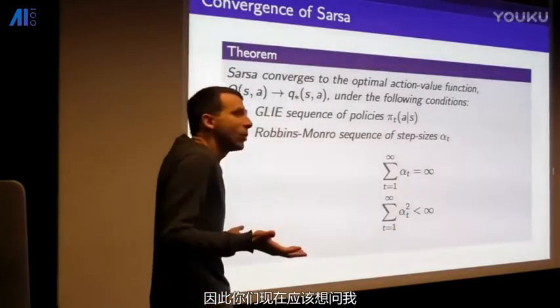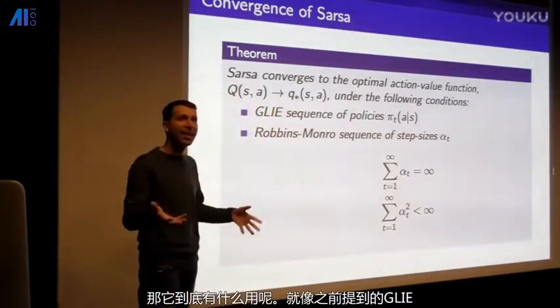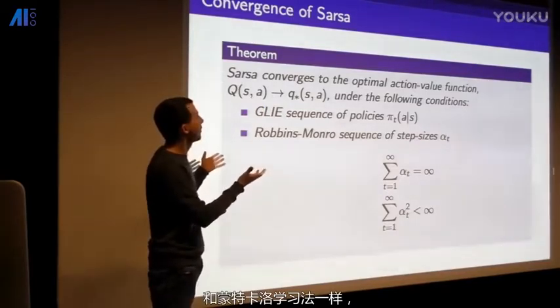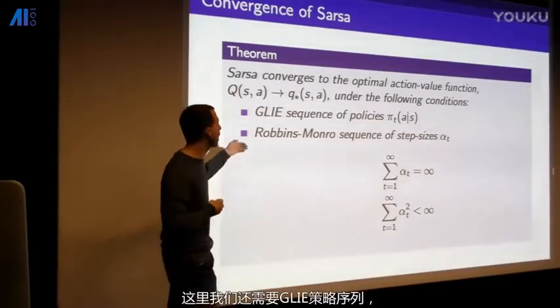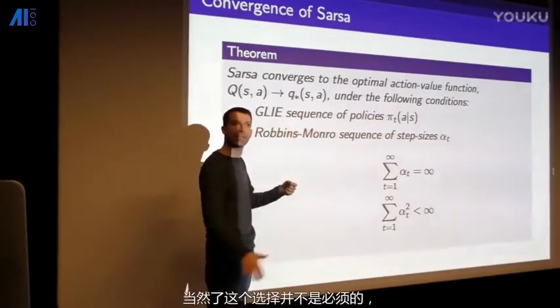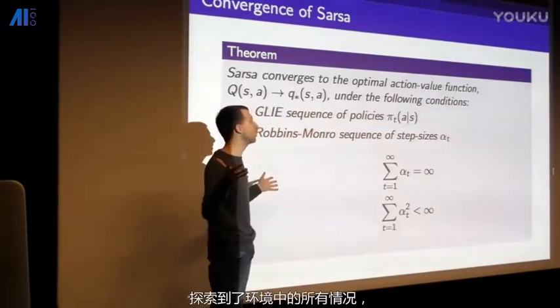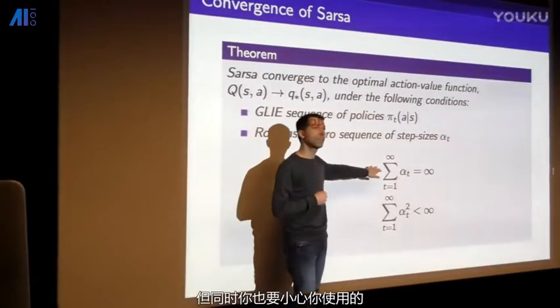So you should be wondering, well, does this work? And just like Greedy in the Limit Monte Carlo, this version of SARSA will converge to the optimal policy. The only thing we require is, again, a greedy policy. You could choose your epsilon-greedy with a decaying schedule. That would be a valid choice, to make sure that you continue to explore everything and that you eventually end up greedy. But you also need to be careful about the step size that you use.